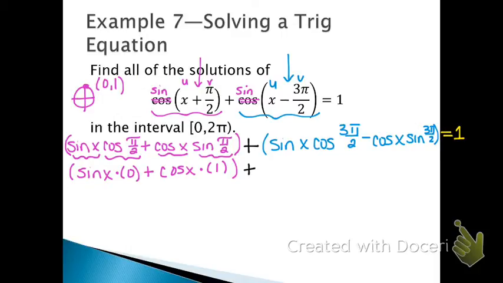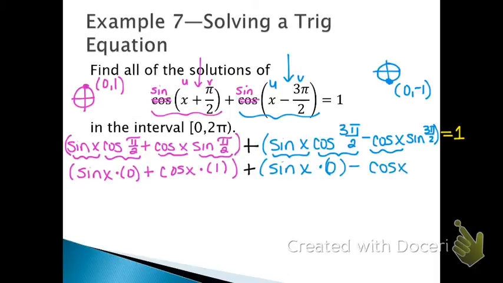And I'm going to go work this other side. Now, my angle for this other side is 3 pi over 2. It's down here, and it has an ordered pair of 0, negative 1. So we get sine of x. Can't do anything with it, so bring it down. What is cosine of 3 pi over 2? 0. So times 0. Minus, can't do anything with cosine of x, so bring it down. Times sine of 3 pi over 2, which is negative 1. So, and it's equal to 1.